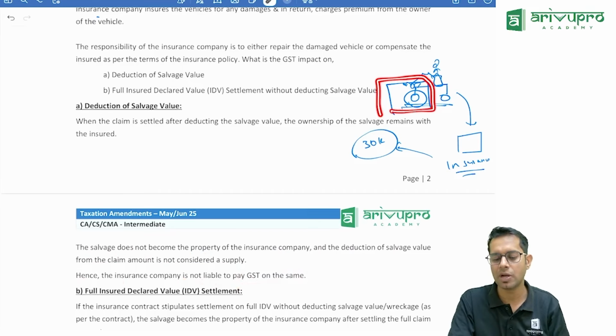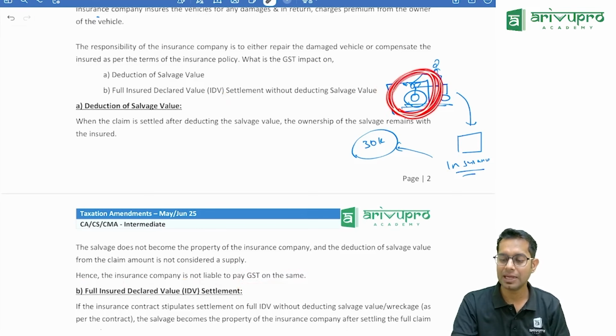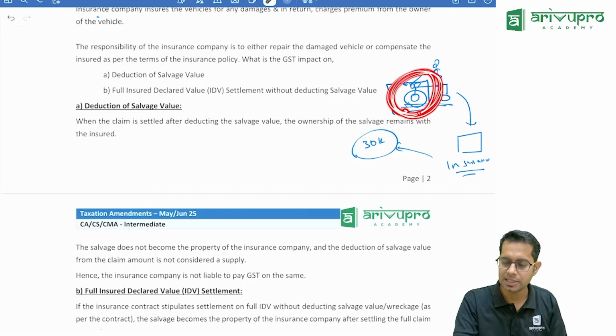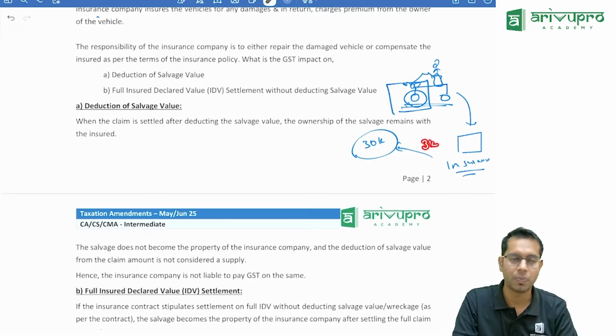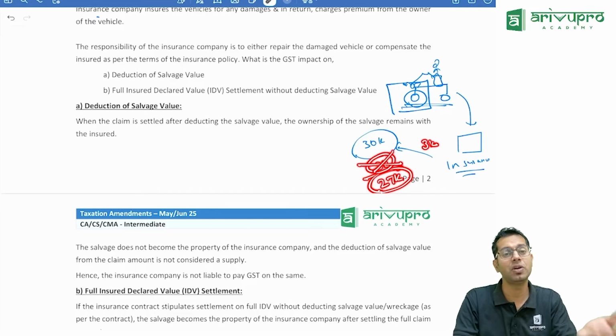So, what is the first point telling? When you are deducting the salvage value, this item is not taken by the insurance company. The insurance company says, see sir, I am going to give you a claim of 30,000. Now this item, I don't want, you keep it. Because you are keeping this item, I am going to reduce 3,000 rupees, because if you sell it in the market as scrap, you will get 3,000 rupees. So now how much will I give you? 27,000 rupees only. Now the question is, on this 3,000, is GST applicable or not? Answer is no, because the insurance company never took it from you.